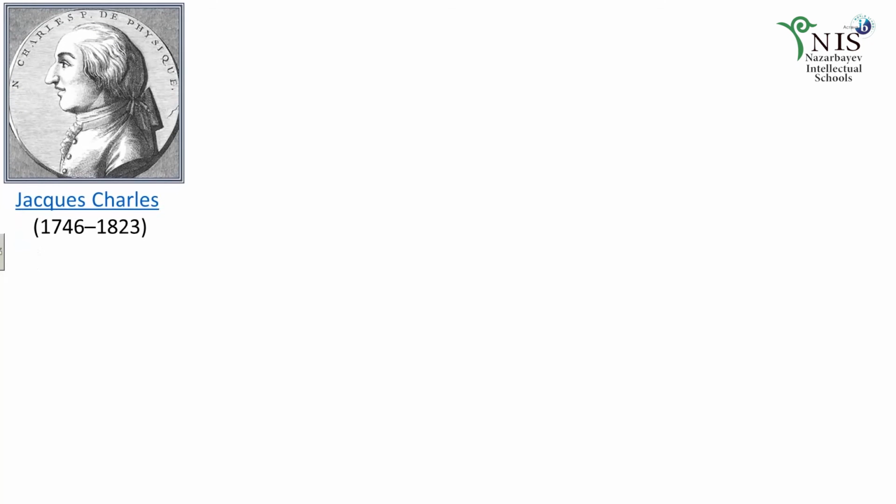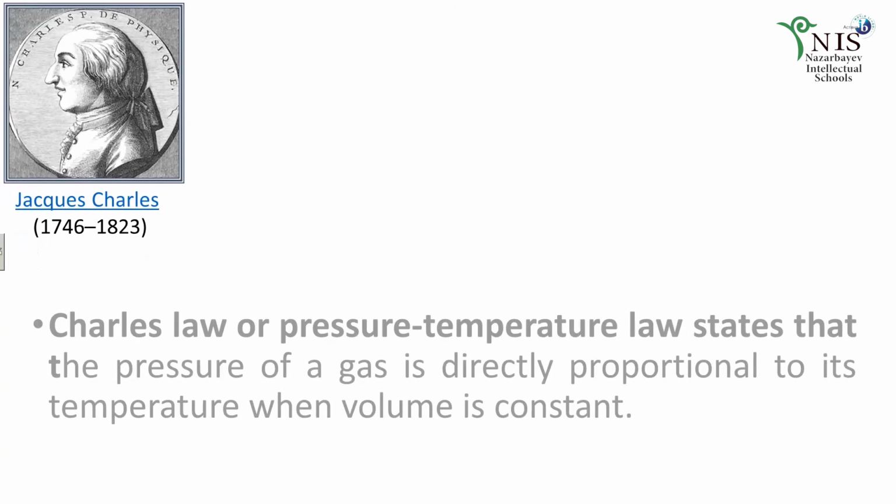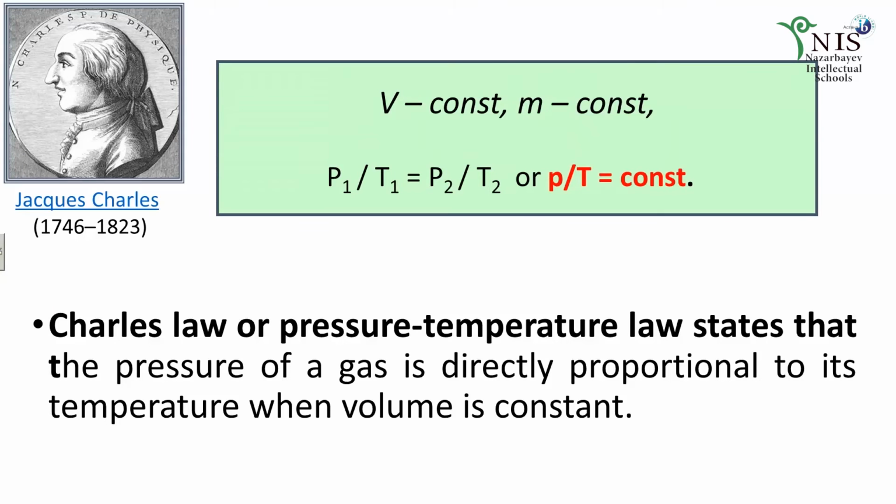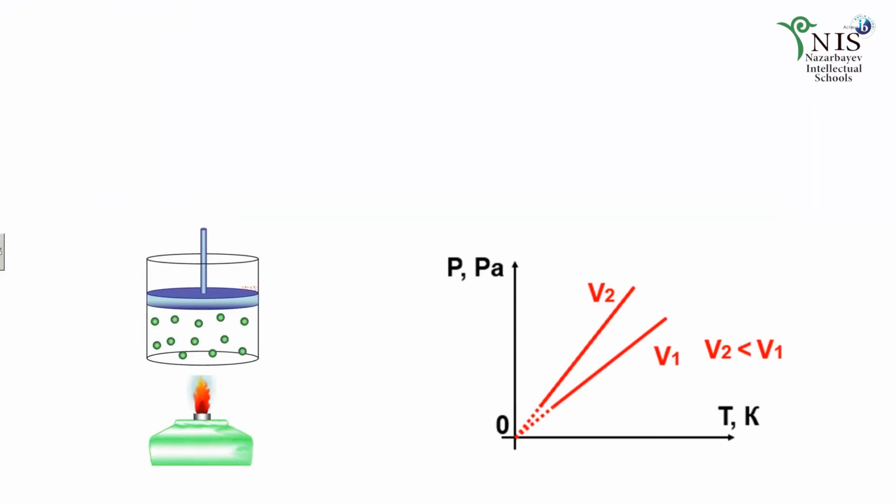What remains now is to investigate the dependence of pressure on temperature of a fixed quantity of a gas in a fixed volume, an isochoric process. This gas law was established in 1787 by the French inventor and scientist Jacques Charles. Jacques Charles' law states that the pressure of a gas is directly proportional to its temperature when volume is constant. You can see that according to the graph, pressure increases uniformly with increasing temperature.